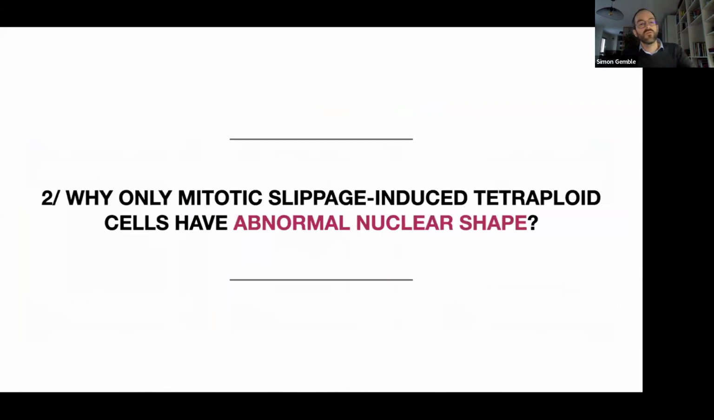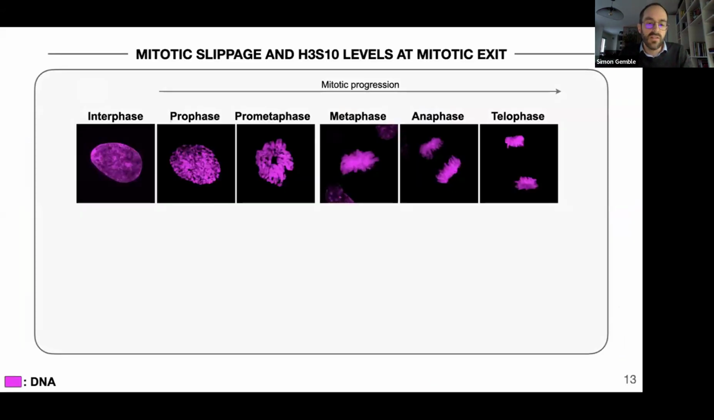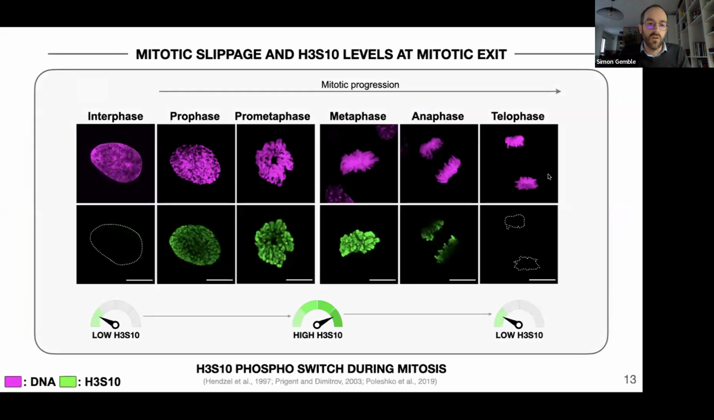And so the next obvious question was, of course, okay, but why only mitotic slippage-induced tetraploid cells have this kind of abnormal nuclear shape? And to answer this question, we decided to focus on mitosis. And of course, there are many events that occur during mitosis, but one of them is the phosphorylation on histone 3 serine 10. So this phosphorylation is quite high at the beginning of mitosis and decreases during mitotic progression.